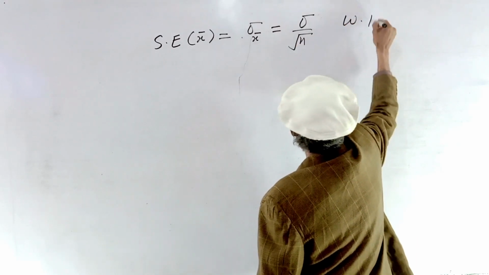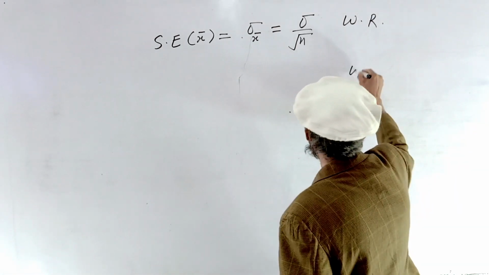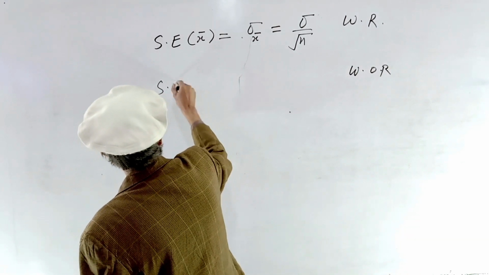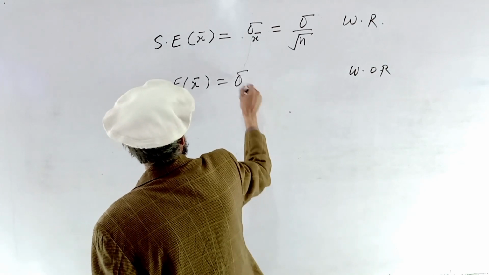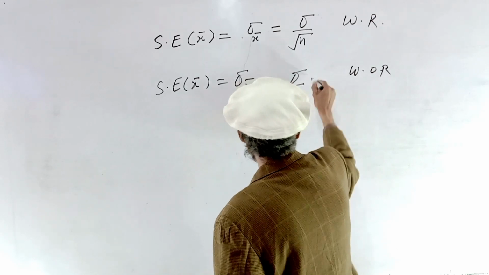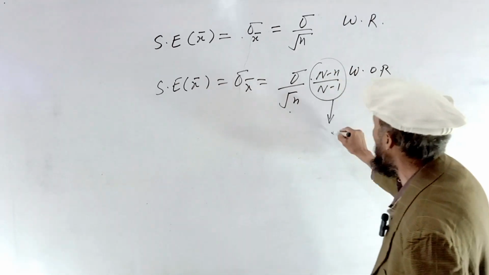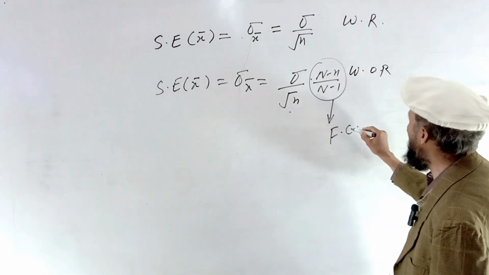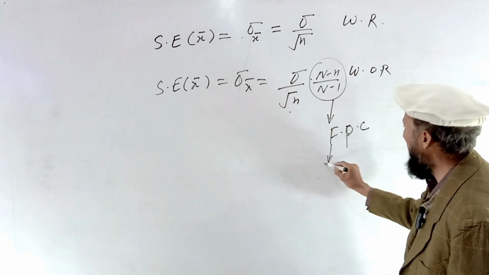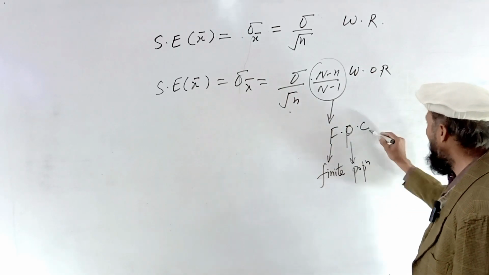That is the with replacement case. If we are using the without replacement case, the standard error of the mean, also written as sigma X bar, is equal to sigma divided by the square root of n, times the square root of (N minus n) divided by (N minus 1). That is called the finite population correction, FPC.